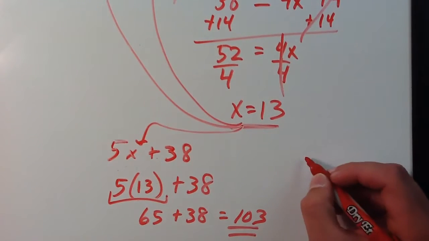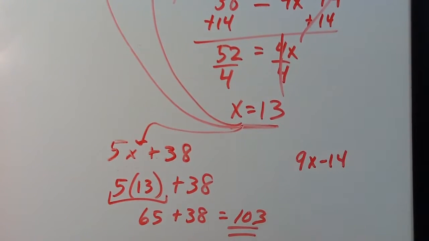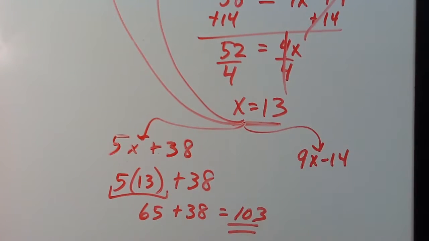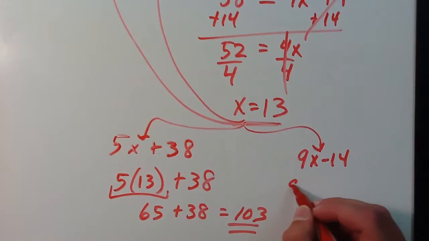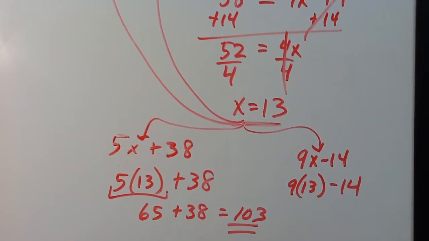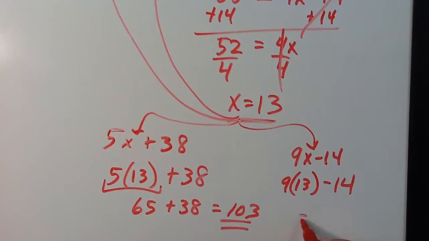The length of the other side of the triangle was 9x minus 14. So again, plug x in here. 9x means 9 times x, so 9 times 13 minus 14. If you solve for this, you will also find that that is 103.